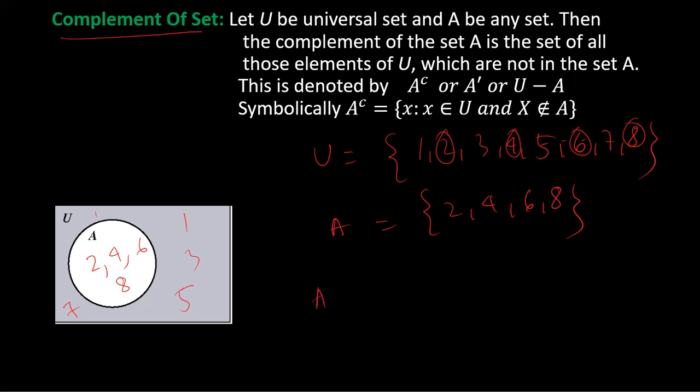So what is A complement? A complement is nothing but U minus A. That means from the set U we shall subtract the set A, that is 2, 4, 6, 8, so we'll get 1, 3, 5, 7. That's all, complement of a set.